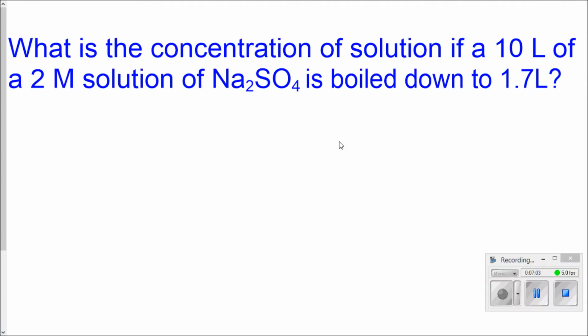Okay, so for tomorrow, I'd like you to try this question. What is the concentration of a solution if a 10 liter of 2 mole per liter solution of Na2SO4 is boiled down to 1.7 liters? Immediately realize that you're going to use CI VI equals CF VF because you have 3 values in the question. You have to take a look at it, decide what is the initial situation, what is the final situation, and then solve for the unknown. Go ahead and do that and show it to me in class tomorrow.